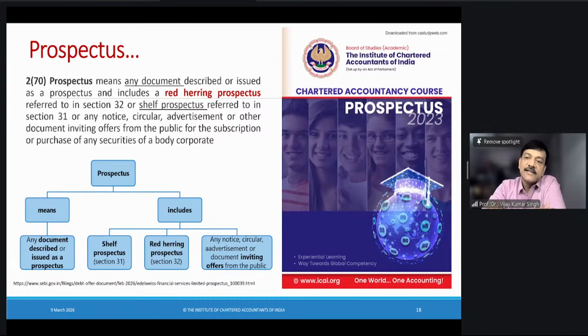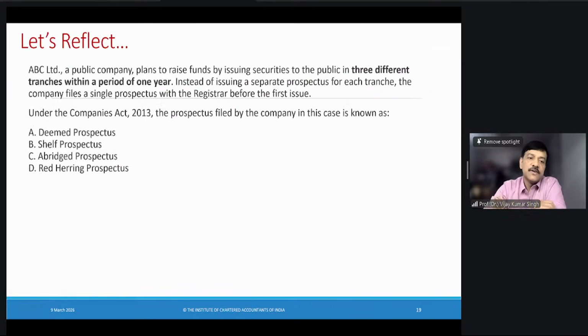Other than that, it includes specifically the shelf prospectus, the red herring prospectus, and deemed prospectus. That is any notice, circular, advertisement, or document which is inviting offer from the public. Now, let us move further. But before that, let us reflect on this question. Yes, go ahead if you can answer this.